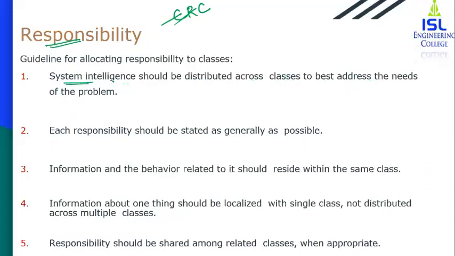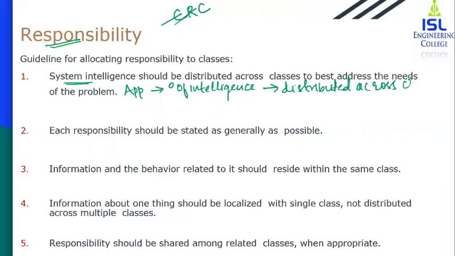Now system intelligence means you're going to have different applications. These different applications have some degree of intelligence. That is, they understand a few things, or they understand a few things better than some other application. So this degree of intelligence should be distributed across these different classes. That is your first point.